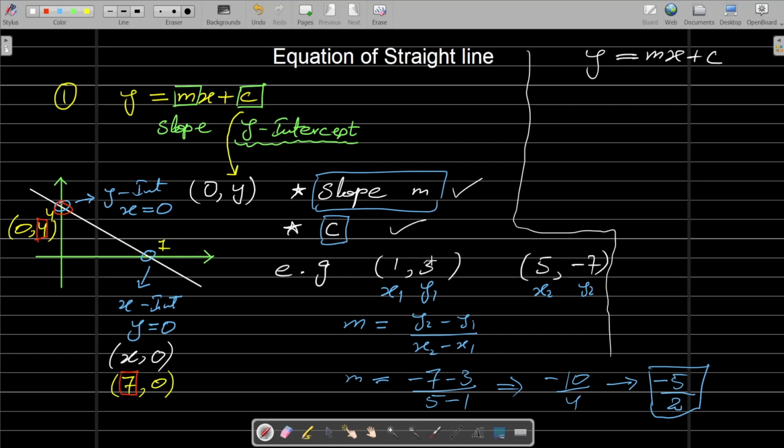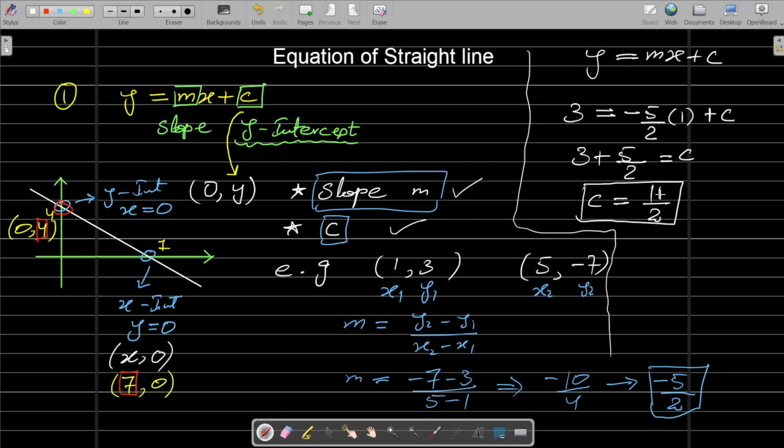So I'm picking (1, 3). This is my value of x and this is my value of y. Just put y in the place of y, and I have my value of m as negative 5 by 2, and the value of x is just 1, plus c. Now if I simplify this, I take negative 5 by 2 to the left hand side, so this becomes 3 plus 5 by 2 is equal to c, and finally the value of c will be equal to 11 by 2. I have my value of c, which is the y-intercept.